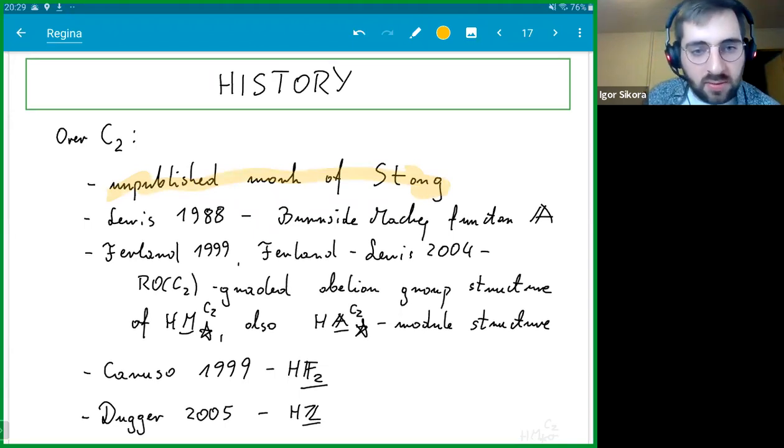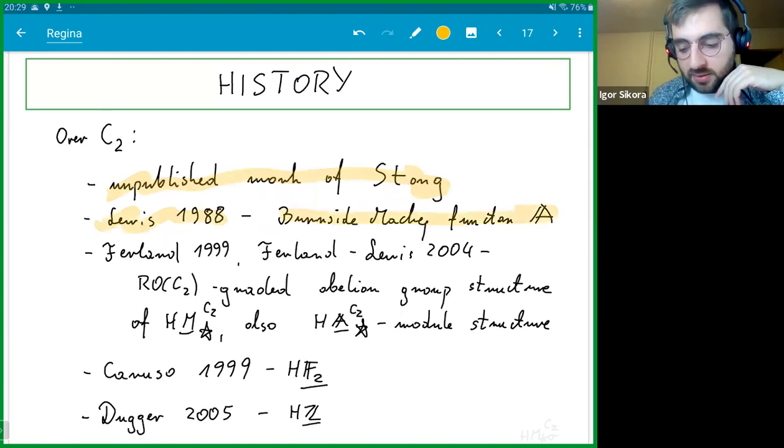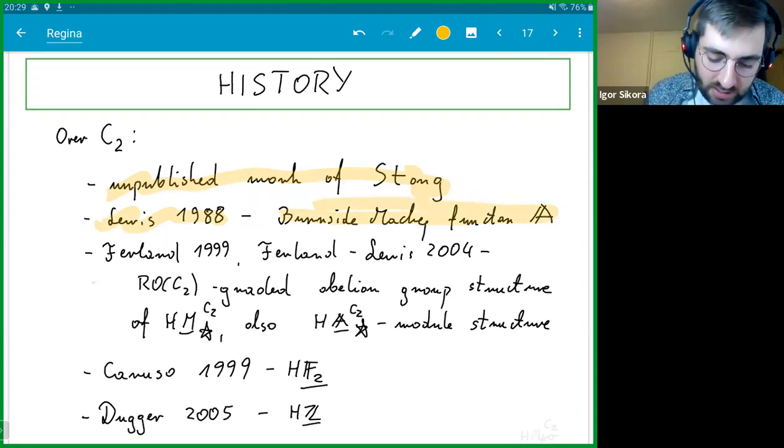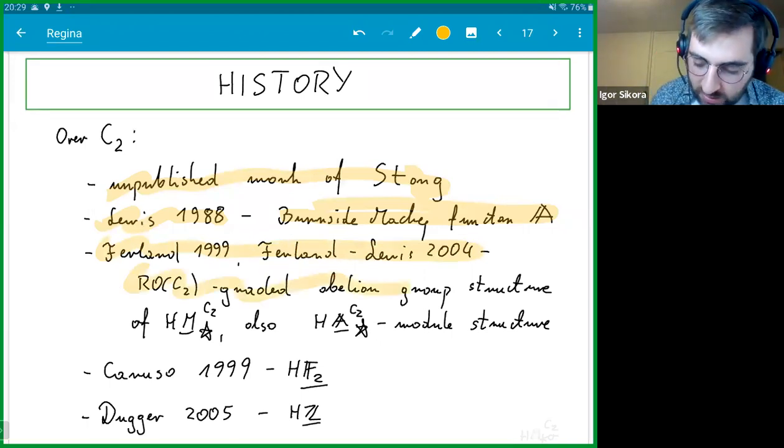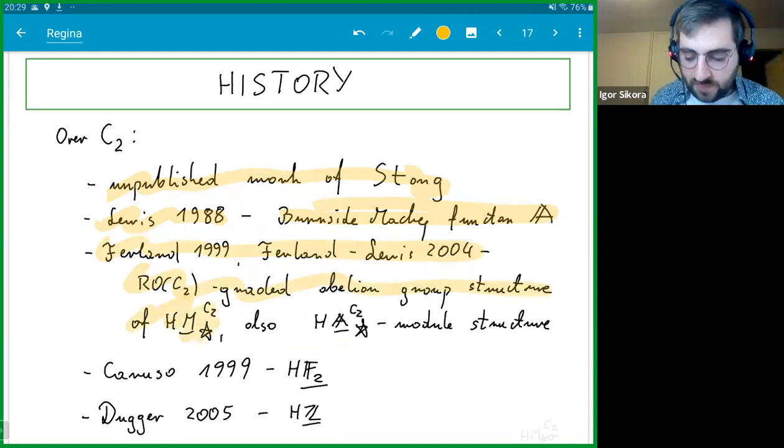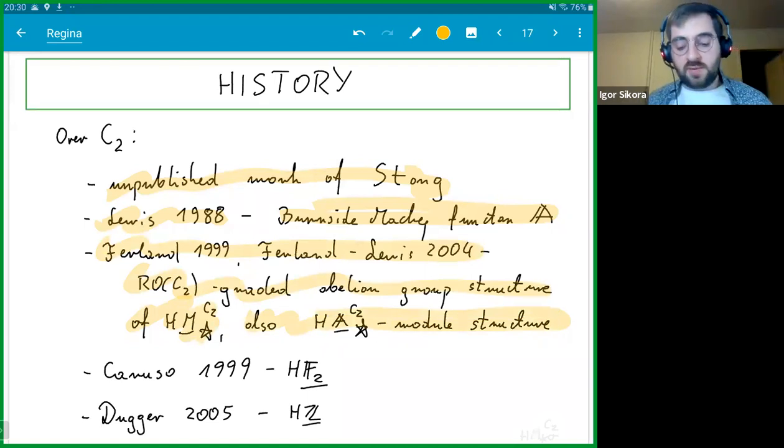Yes, so the first one who computed the coefficients of the sum Mackey functor and published it was Lewis in 1988, and this was the Burnside Mackey functor over C2. And then Fairland in 1999 and Fairland and Lewis in 2004, they gave the RO(C2)-graded abelian group structure of the coefficients of all Mackey functors, and also they gave the structure of the module over the coefficients of the Burnside Mackey functor.